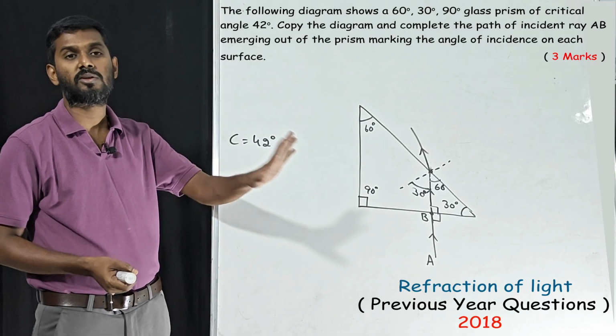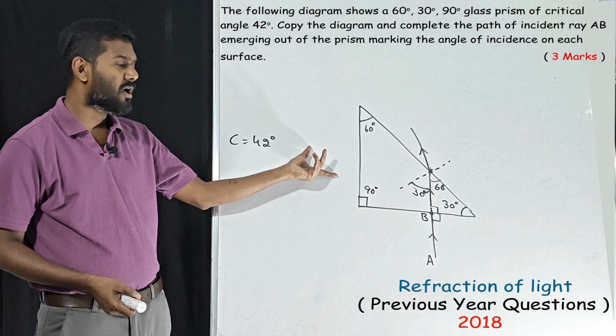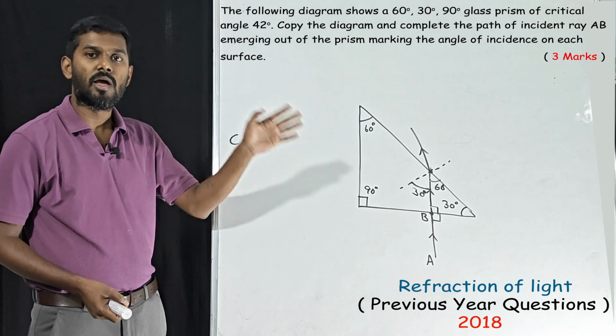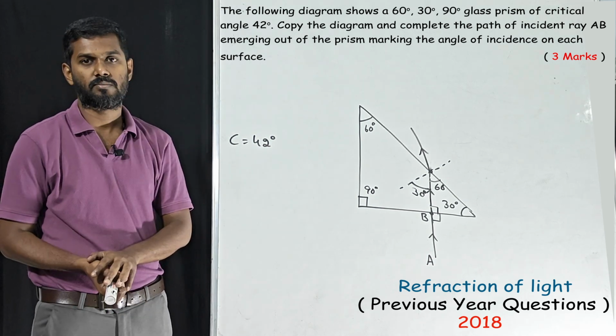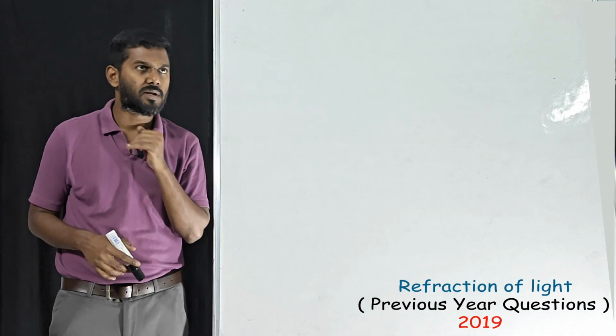For this one, 3 to 4 marks every year based on total internal reflection in a prism. You will get one diagram. Now we'll move on to 2019.